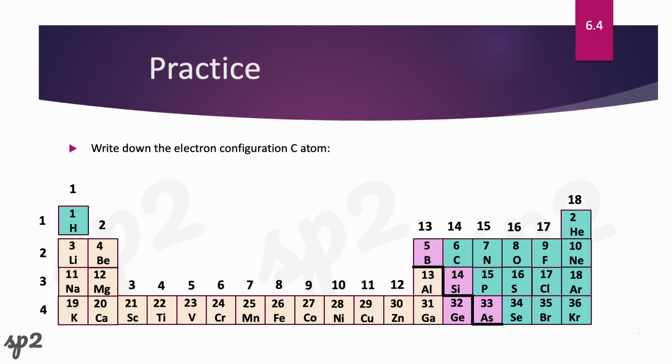So when you try to write it, bear with me, it's going to be my carbon, right? Where we have 1s2. So the number of electrons is going to become your exponent here. And then I have 2s2. And then I have 2p2. And that is perfect, right?